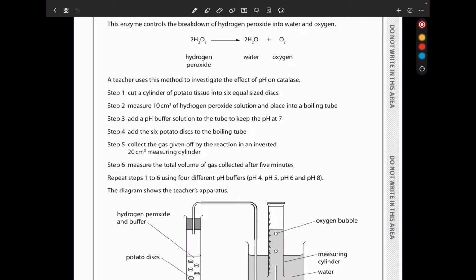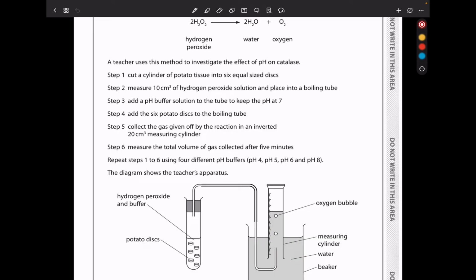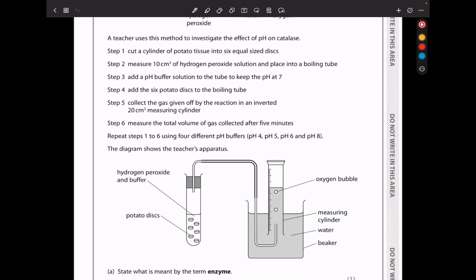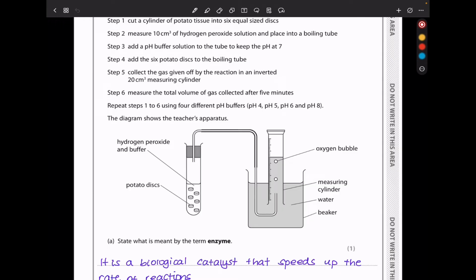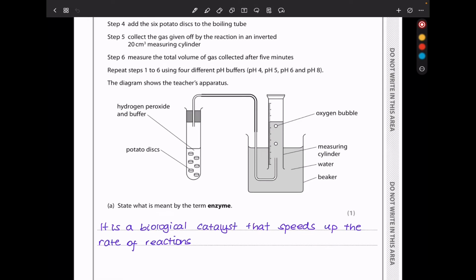They say cut a cylinder of potato tissue into 6 equal-sized discs and then measure 10 centimeters cubed of hydrogen peroxide solution and place into a boiling tube. Add a buffer solution to the test tube to keep the pH at 7. Add the 6 potato discs to the boiling tube. Collect the gas given off by the reaction in an inverted 20 centimeters cubed measuring cylinder. Then measure the total volume of gas collected after 5 minutes and repeat steps 1 to 6 using 4 different pH buffers. There is pH 4, 5, 6, and 8. The diagram shows the teacher's setup.